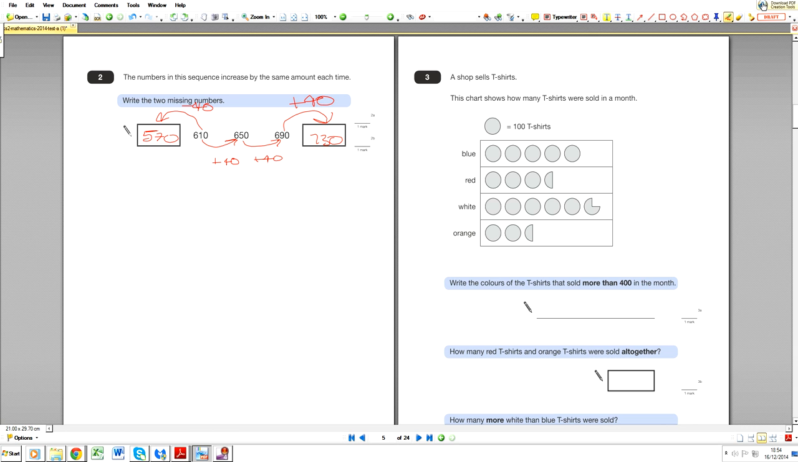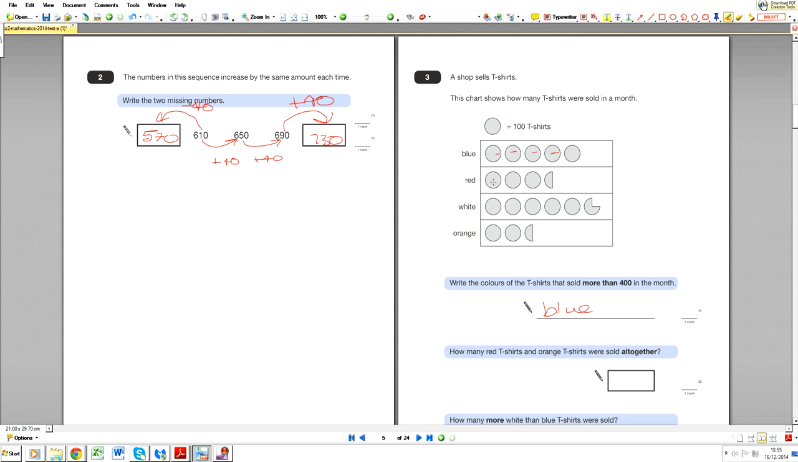Question number 3. A shop sells t-shirts. This chart shows how many t-shirts were sold in a month. So we have here a pictogram. This little disc here represents 100 t-shirts. Write the color of the t-shirts that sold more than 400 in the month. So that's 100, 200, 300, 400. So what are the colors? So blue is definitely one of them. And white.